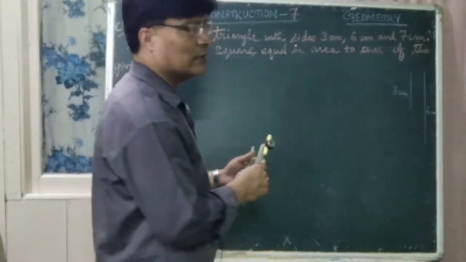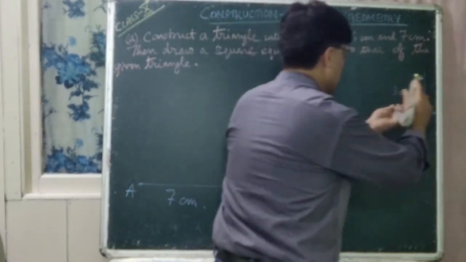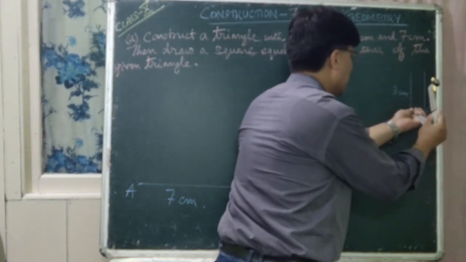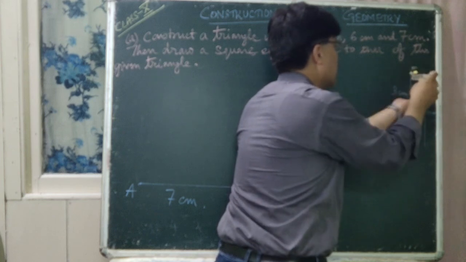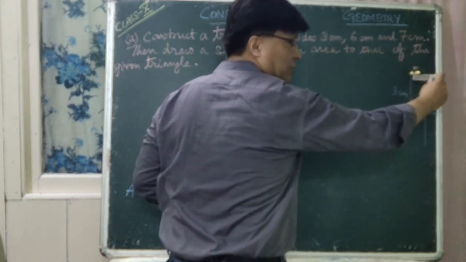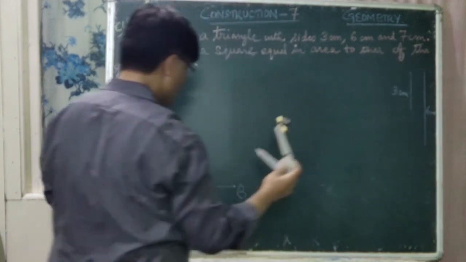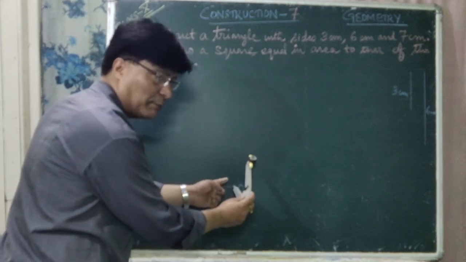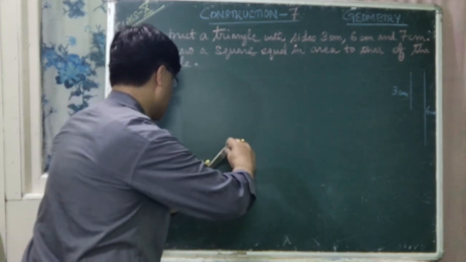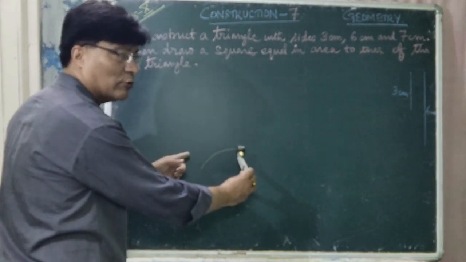So let us measure the length 3 centimeter first. The pointed needle is kept here and we measure 3 centimeter. Is that clear? Now keep the pointed needle at the point B and draw an arc. So we have drawn an arc out here.